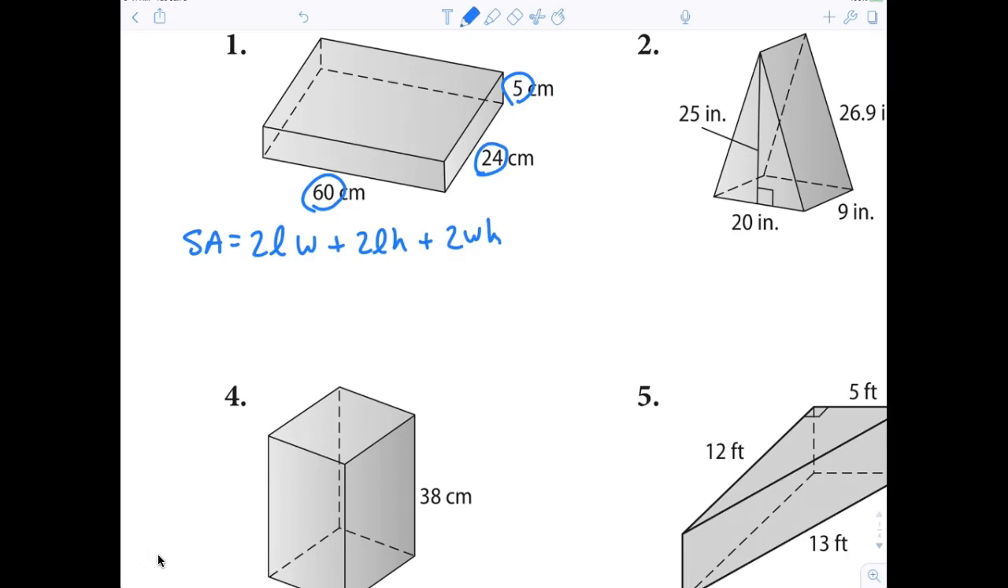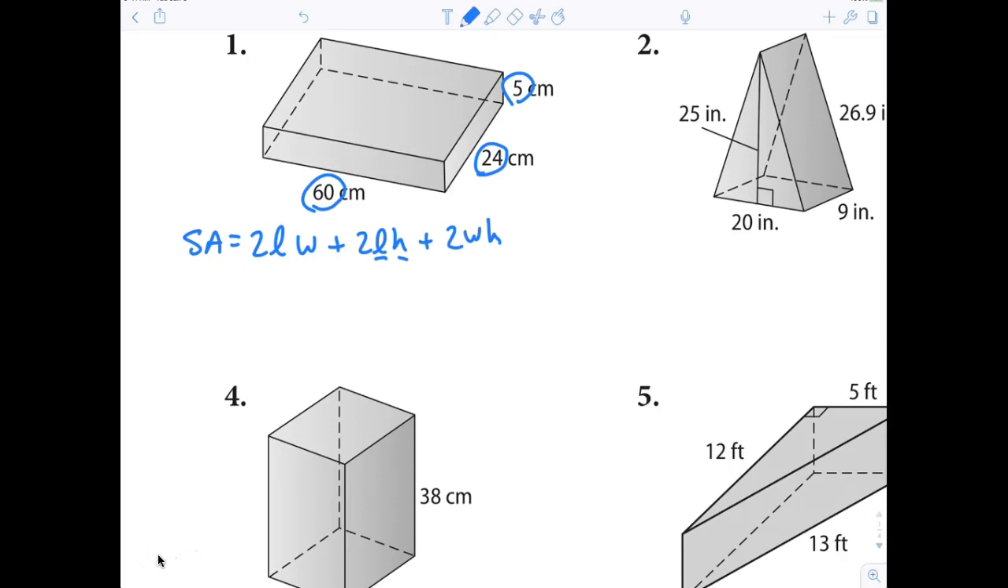You should understand a little bit better now why there's a 2, right? The 2 length times width is the top and the bottom. Does everybody agree with that? And then there is a length and a height, which are the walls. And then there's another width and a height for the other walls. Is everybody with me on that?